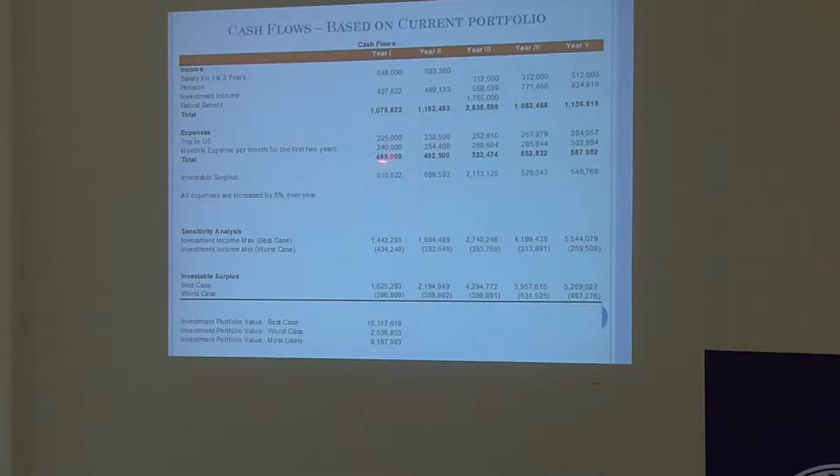Now, a trip to the US. I am asking you to go for 15 years. Then, monthly expense per year. So, his investable surplus.